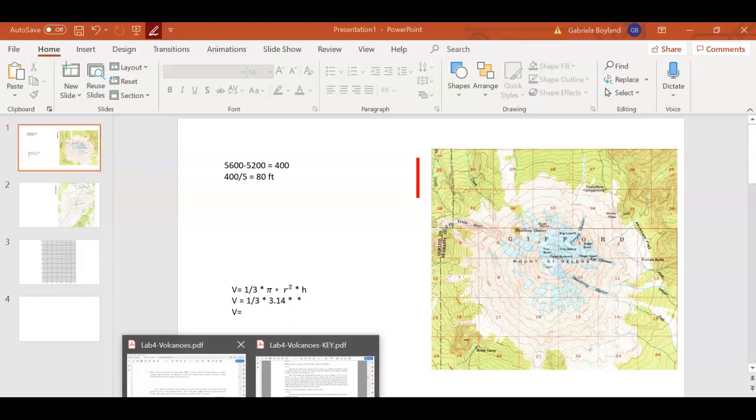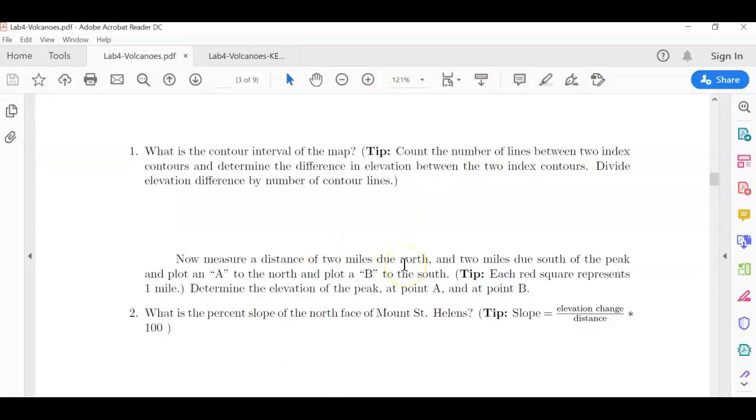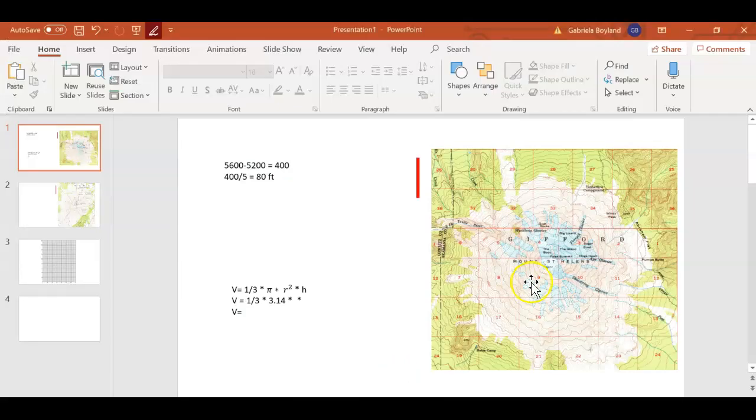Okay, good. Onward. Now it's asking us to measure a distance of 2 miles due north and 2 miles due south of the peak and plot an A to the north and a B to the south. Here I'm giving you a tip: each of the red squares represents 1 mile. Determine the elevation after you've done this plotting of A and B. Determine the elevation of the peak, the elevation at point A, and the elevation at point B.